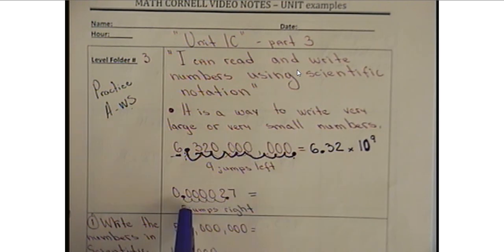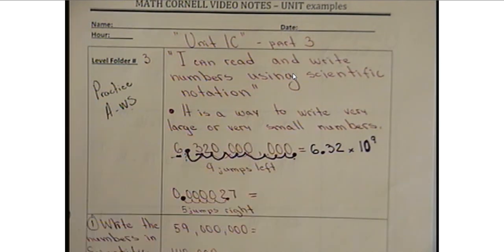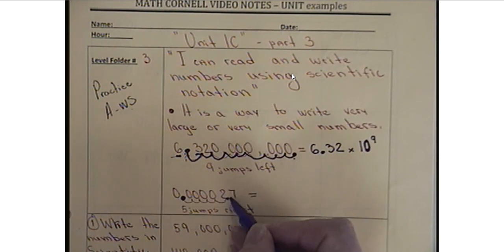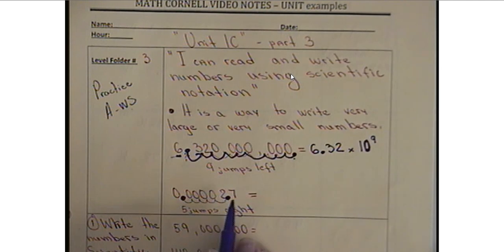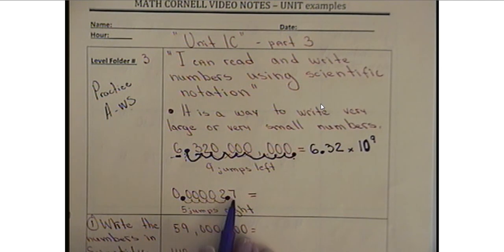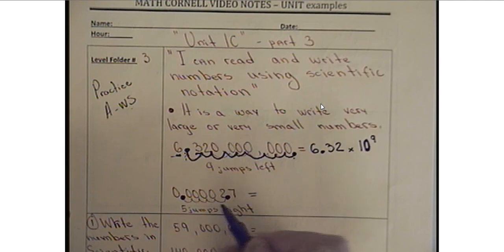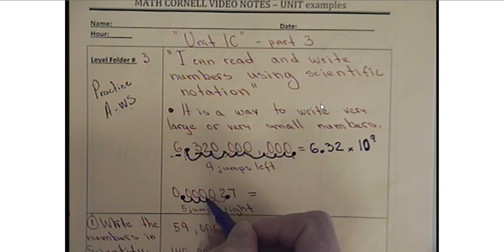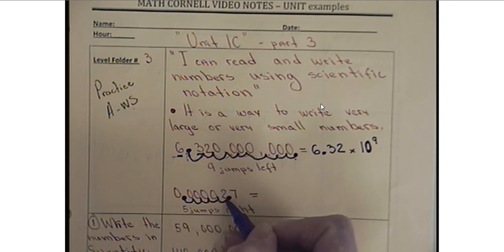What happens when we have small numbers? Now look at this number: 0.000027. In this case, the decimal point is right here. So again, our goal is to move the decimal point as many times as we need until we reach the position between the first number and the second number. Once we reach it, we also count the jumps. So we have 1, 2, 3, 4, 5 jumps here.